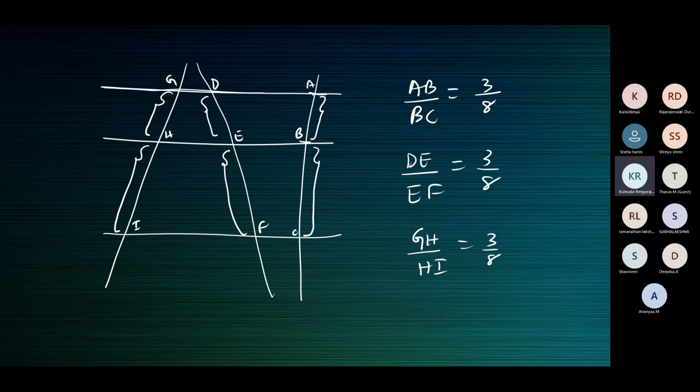Their lengths may be, see now, maybe 4 3s are 12, 4 8s are 32. And 5 3s are 15, 5 8s are 40. So DE may be 15 centimeters and EF 40 centimeters. This is 12 centimeters. This is 32 centimeters. The ratio will be the same. What is 12 by 32? 3 by 8. What is 15 by 40? 3 by 8. The ratio is the same.